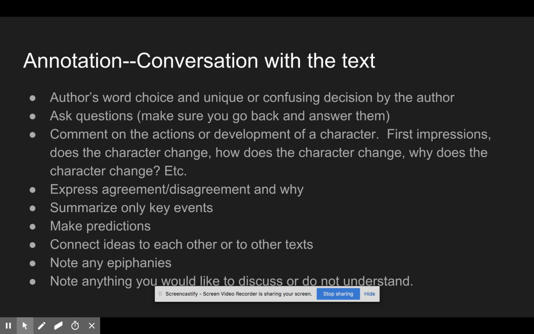So note those epiphanies, and note anything you would like to discuss or do not understand. Again, that goes back to asking that question and maybe putting a question mark or several question marks, like when I put how or what on the previous slide. So note anything that you need to discuss in class. Don't just blow it off, because then you never get your answers and then it comes back to bite you. So make sure you get those noted also.